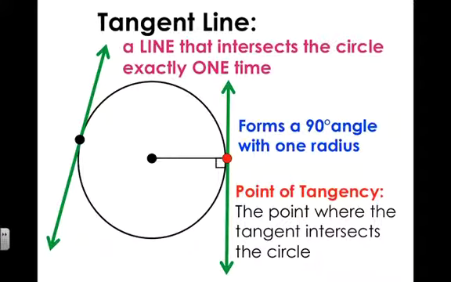A tangent line forms a 90-degree angle with the radius. You can see here we have the radius drawn to the point of tangency, and then we would create a right angle here, and that will be useful information later in the unit.